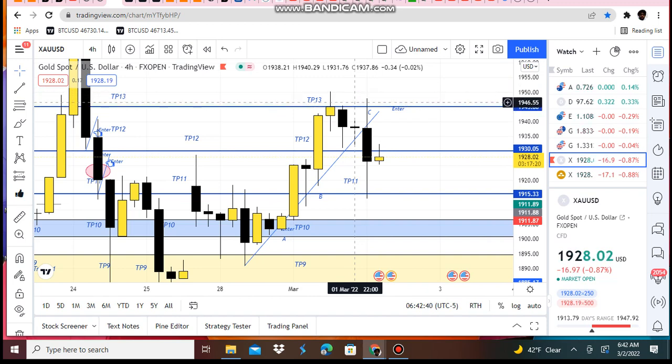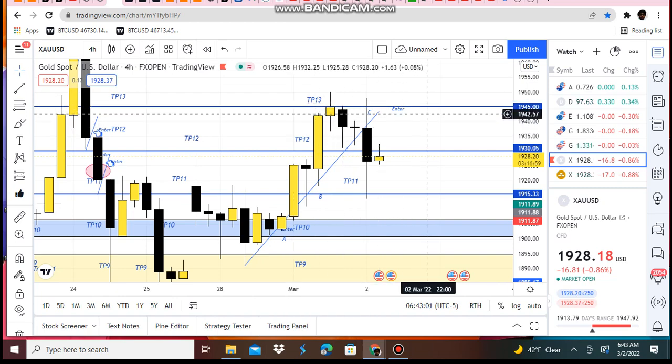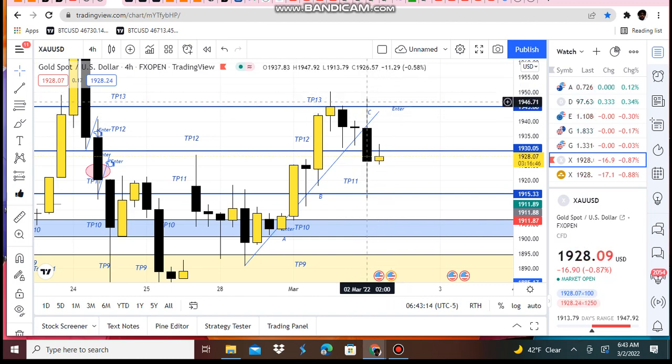We see sellers pushing price back down below take profit 13 into take profit 12, letting us know that buyers are losing pressure and sellers are starting to push price back down. And we see these wicks, 1, 2, 3, 4 times at take profit 13, our psychological level, 1945. The fourth time going into March 2nd, 2022, we see our fourth wick.